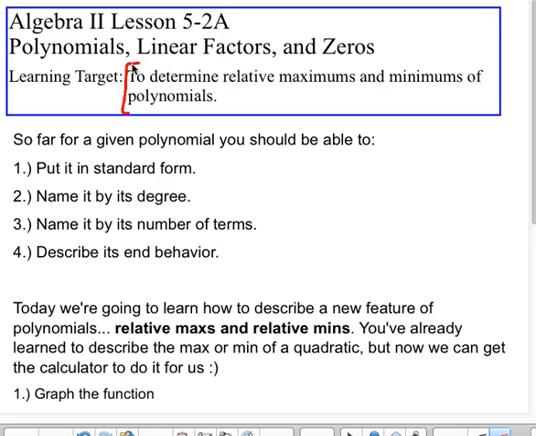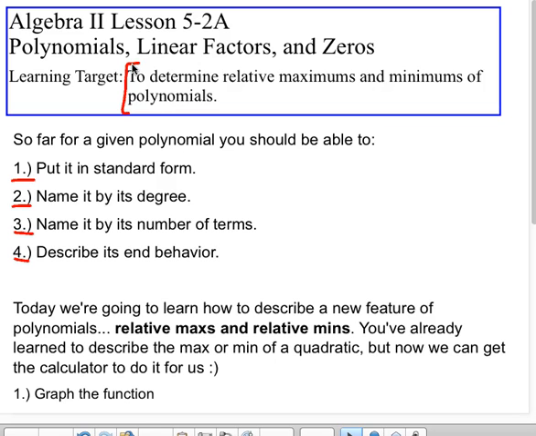So far we've talked about four things. Putting it in a standard form, naming it by degree and number of terms, and describing its end behavior. And today, now we get to add the fifth element, relative maxes and relative minimums.